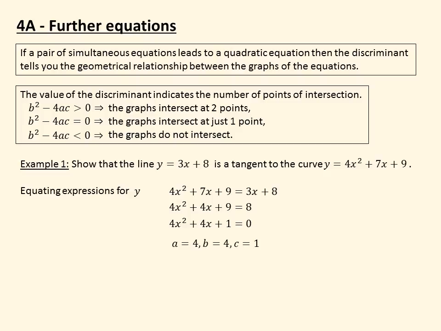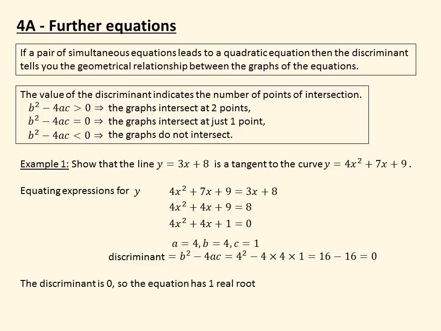We don't need to solve this quadratic equation, we just need to find the discriminant. So if we put these values into the discriminant, we get a value of 0. So this shows there's just one repeated root, so the line must be a tangent to the curve.